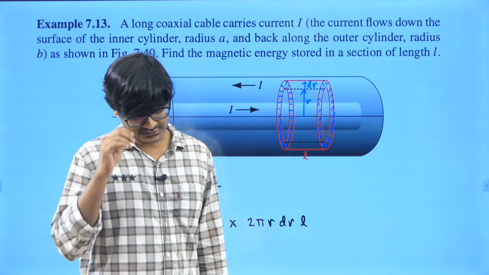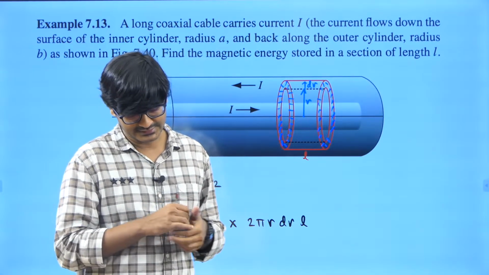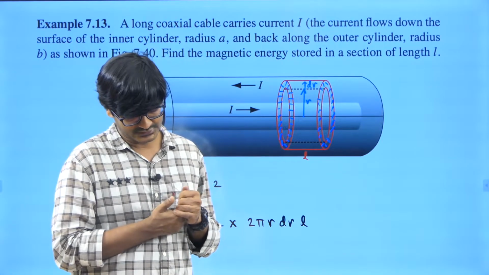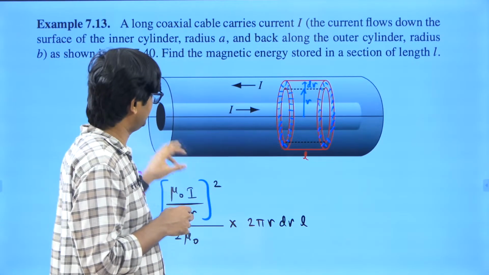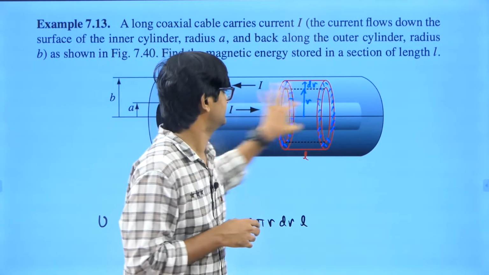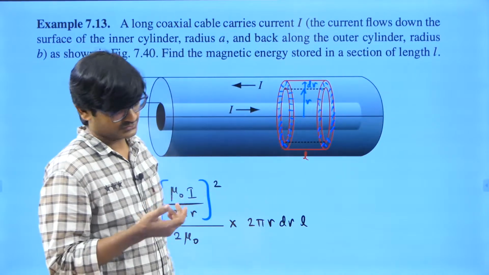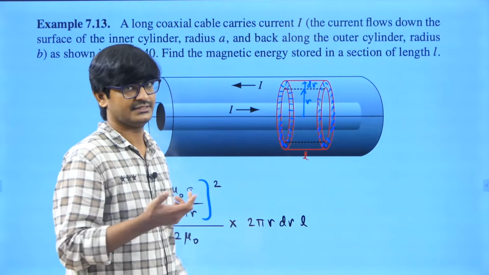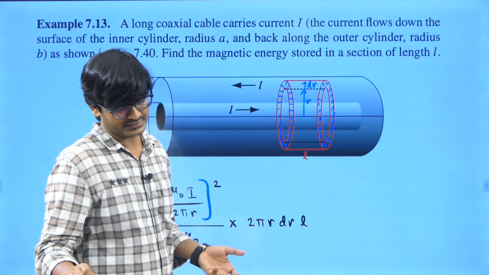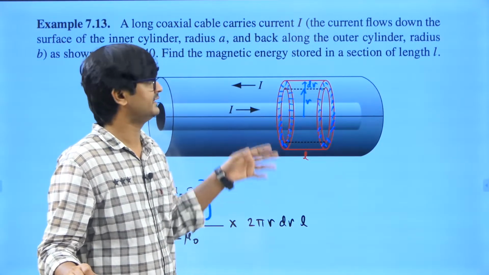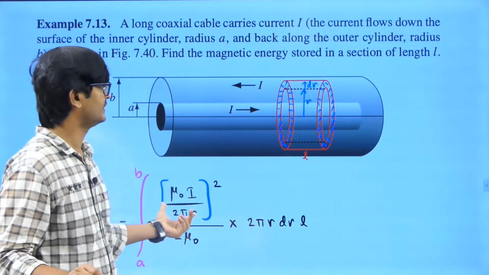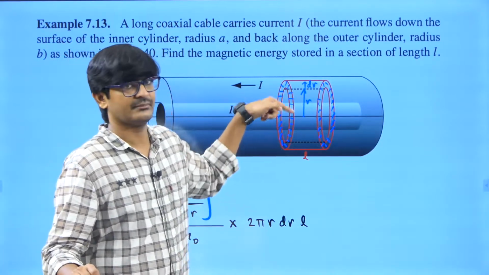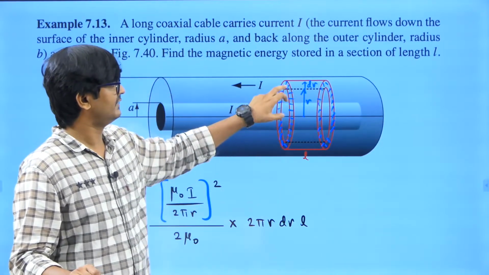Now if you look at the next question, a long coaxial cable carries a current I. The current flows down the surface of the inner cylinder and comes back along the outer surface. If you take an Amperian loop, you can find the magnetic field there. That magnetic field is easy to find: it is mu naught I by 2 pi r. I am not going to do it, but you can take an Amperian loop and find the magnetic field at a distance r.